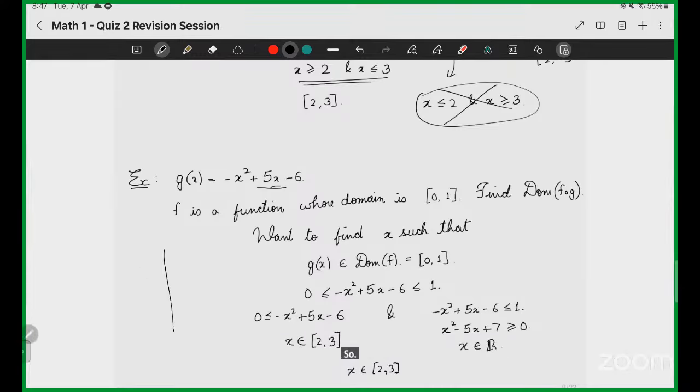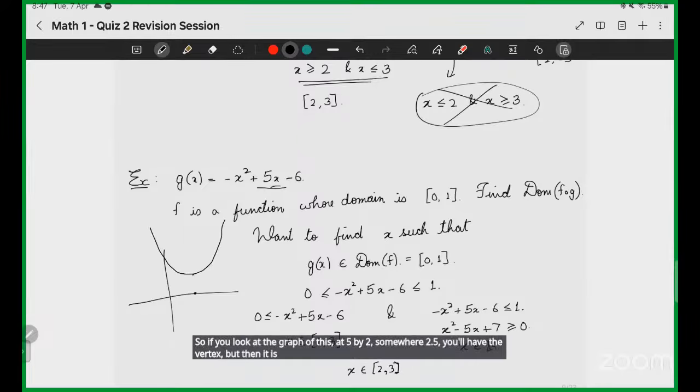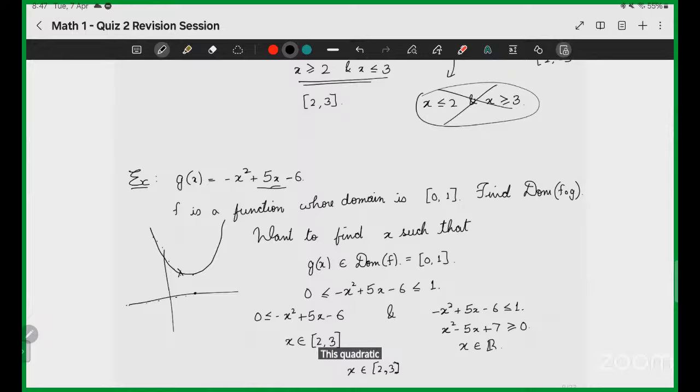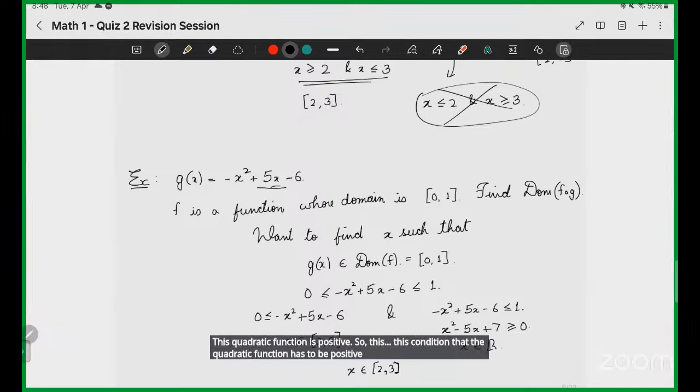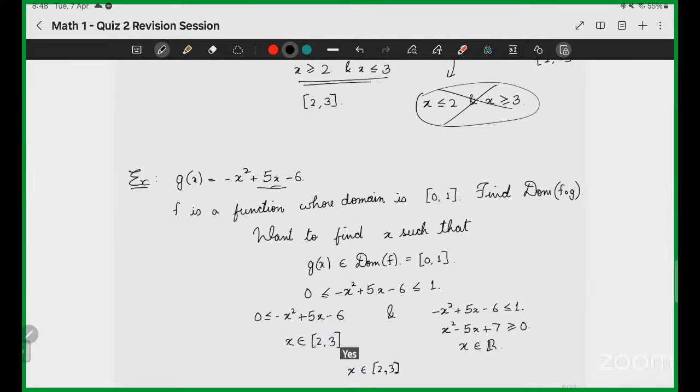So if you look at the graph of this, at 5 by 2, somewhere 2.5, you'll have the vertex, but it is opening upwards, meaning irrespective of what value of x you take, f of x is going to be positive. This quadratic function is positive. So this condition that the quadratic function has to be positive is satisfied by every real number. Okay, so this inequality is redundant. It's not contributing any constraint. So the only constraint is this.